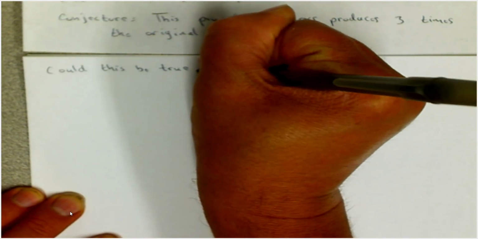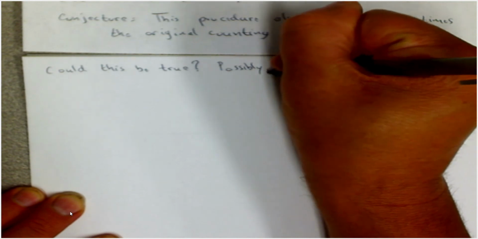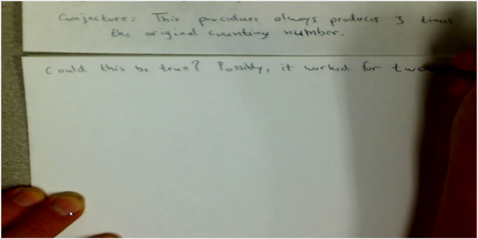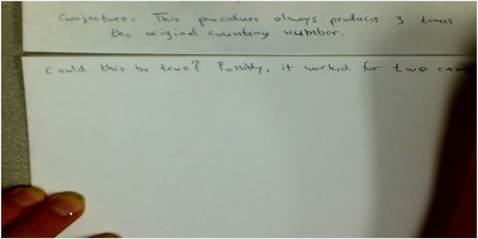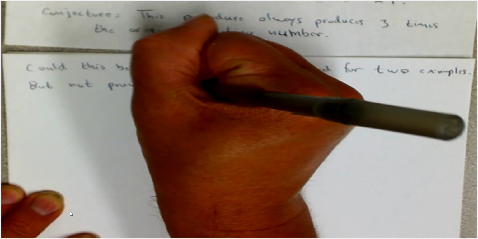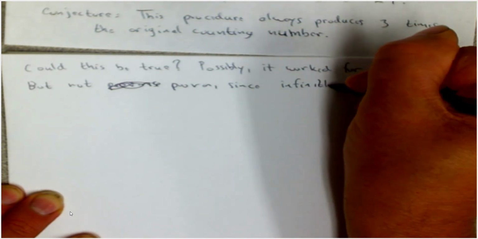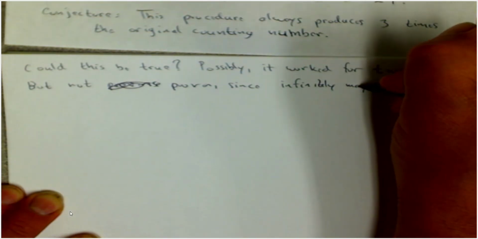All right, so could this be true? Well, I mean, possibly. We've seen 2 examples. Yeah. Worked for 2 examples. However, there's infinitely many, so it doesn't prove it. Not proven. No, sorry. Since infinitely many possibilities. Sorry.